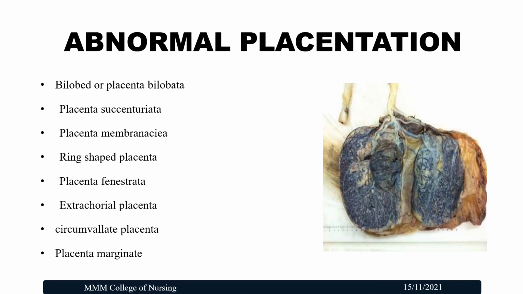What are the types of abnormal placentation? There are many types. We will see what the abnormalities are: bilobed placenta or placenta bilobata, placenta succenturiata, placenta membranacea, ring-shaped placenta, placenta fenestrata, extrachorial placenta, circumvallate placenta, and placenta marginata. These are the types of placental abnormalities. We will see them one by one.